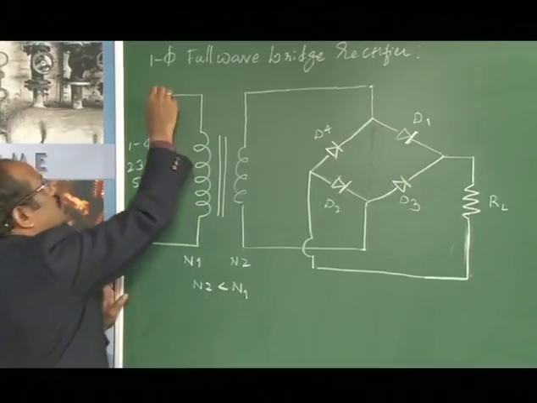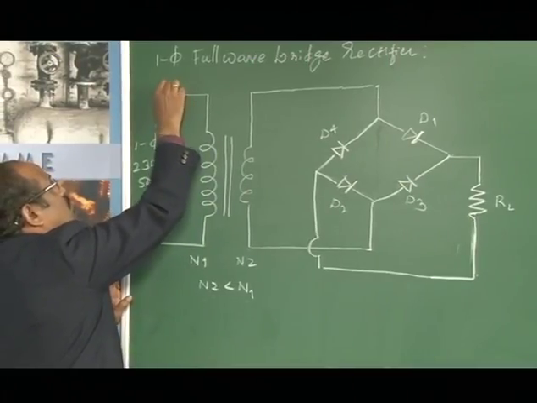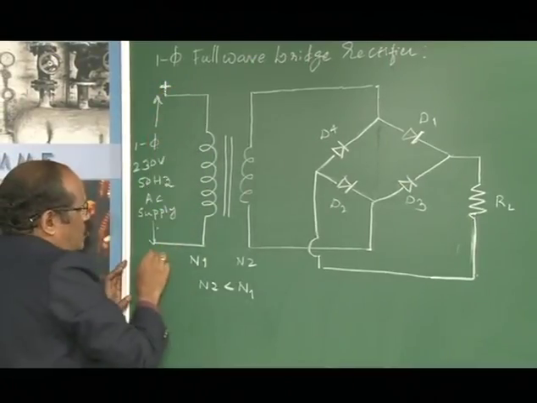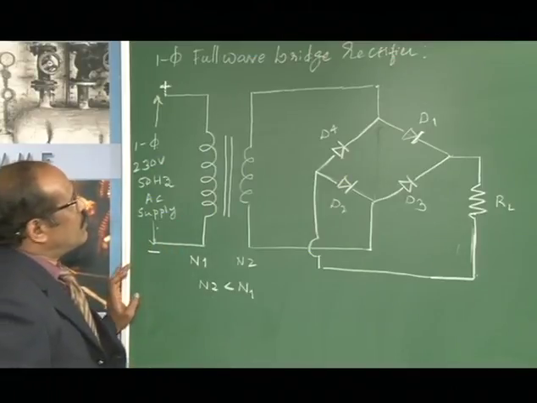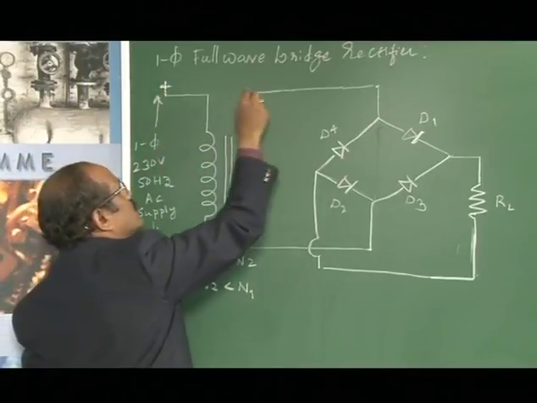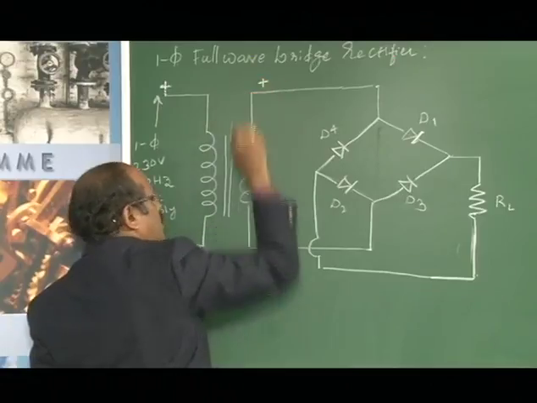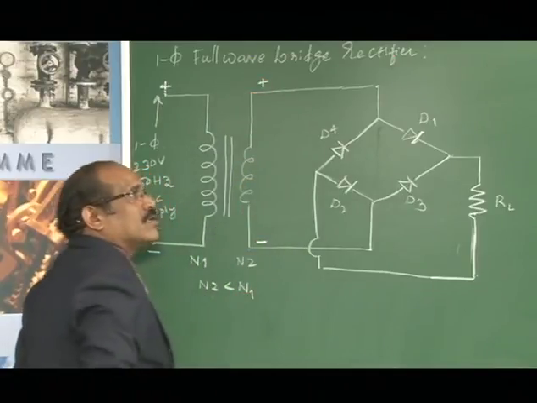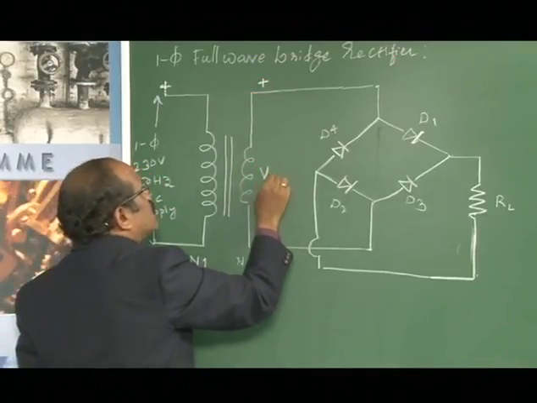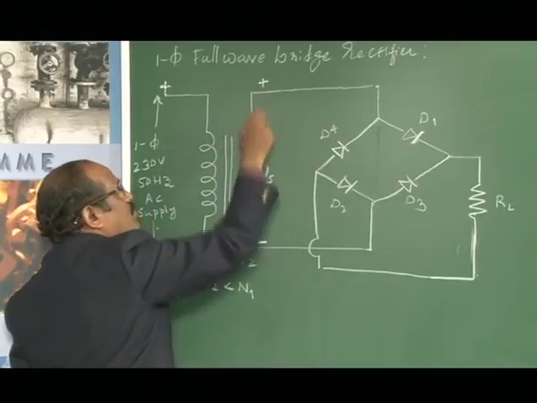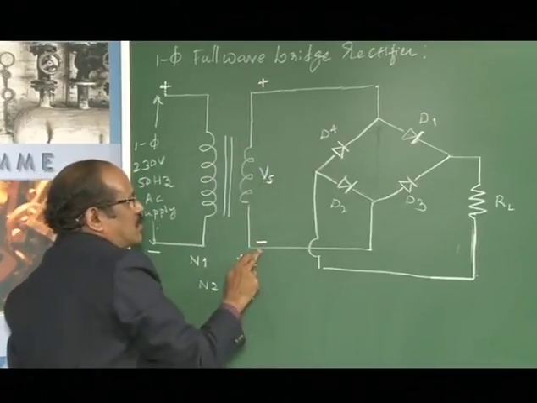Now during the positive half cycle, the potential of this terminal will be positive with reference to this, therefore this primary voltage induces a secondary voltage, which I can call Vs here. So this is plus and this will be minus.